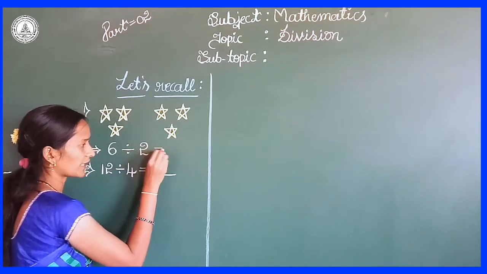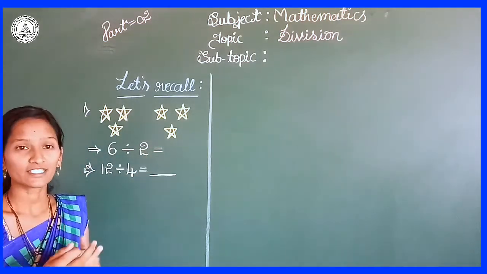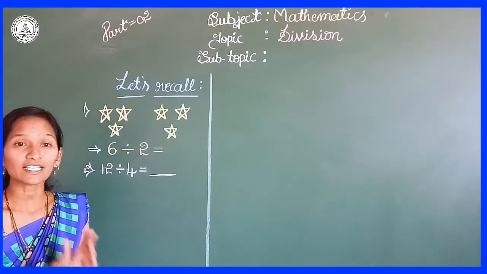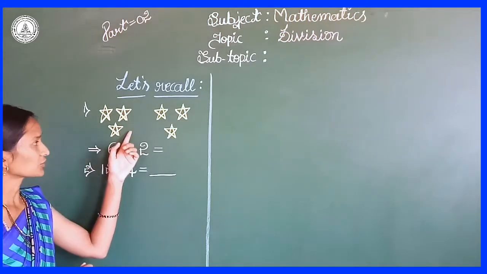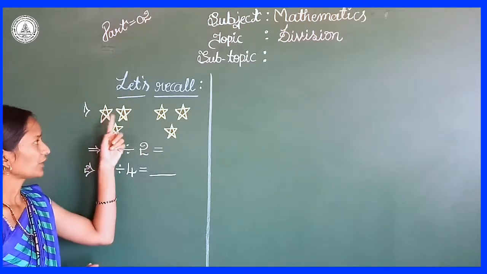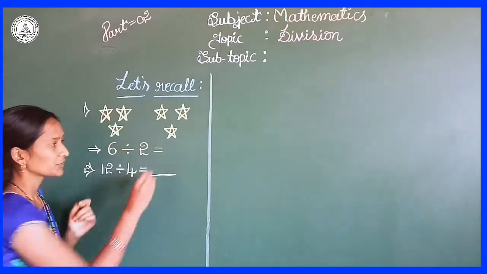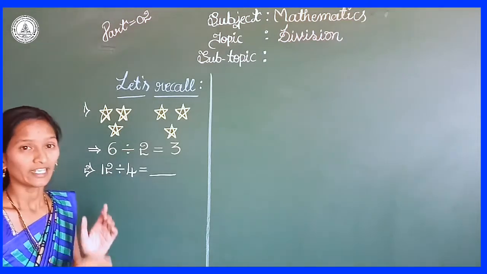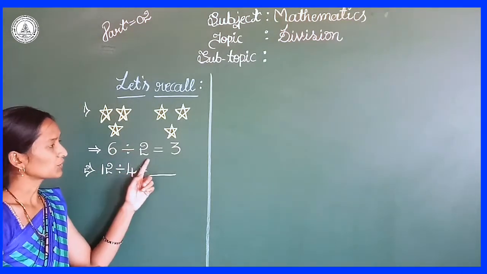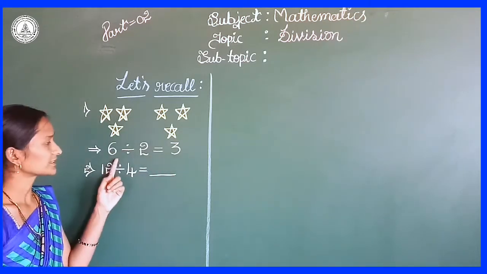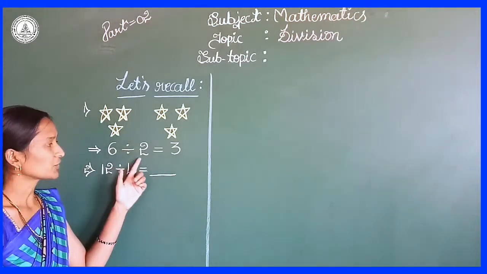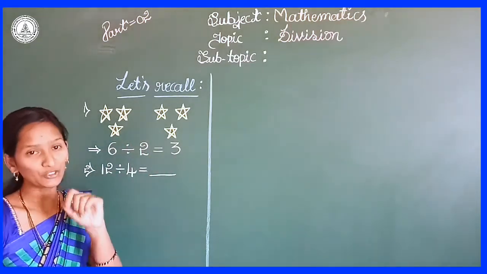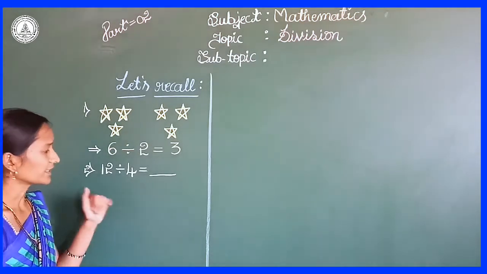Next, write down the equal sign. Then what do you have to write? Here you have to write how many stars are in each group. See, in the first group, the total number of stars is 1, 2, 3. So you have to write that down here. So this is our division number statement: 6 divided by 2 is equal to 3. This 6 is the total number of stars, 2 is the number of groups, and 3 is the number of stars in each group. Now come to the next problem.